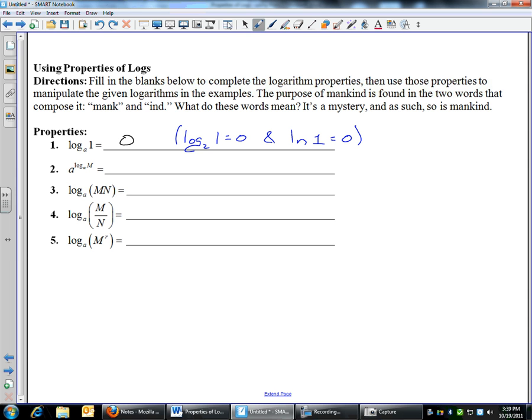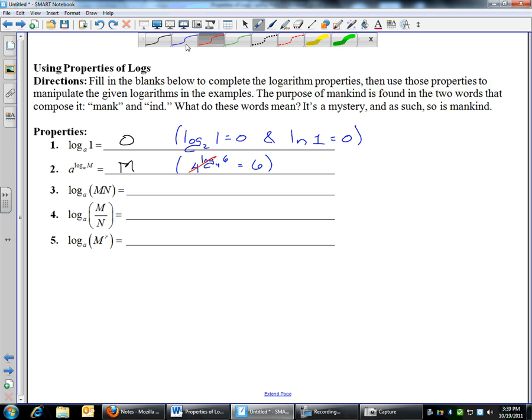A to the log base a of m, it's like the a and the log base a cancel, and you're just left with m. So that means that if I say what is 4 to the log base 4 of 6, it's just going to equal 6. It's like the 4 and the log base 4 cancel. It's like all that goes away, and you're just left with 6.